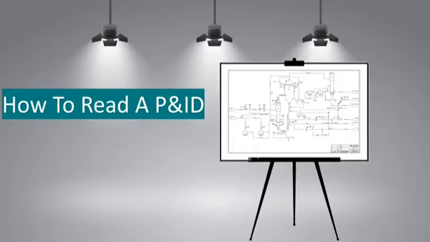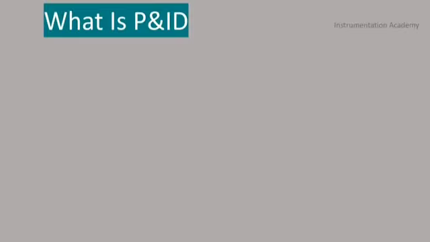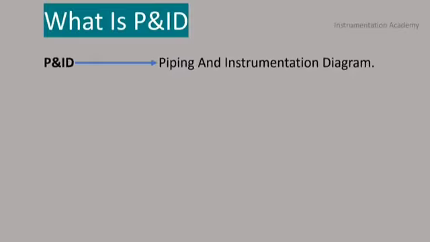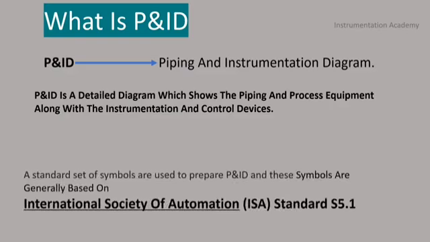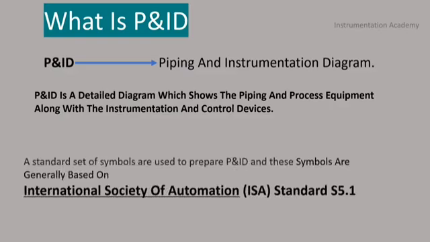In this video, we are going to learn how to read a P&ID. What is P&ID? P&ID is piping and instrumentation diagram. A piping and instrumentation diagram is a detailed diagram which shows the piping and process equipment with the instrumentation and control devices. A standard set of symbols is used to prepare P&ID, and these symbols are based on International Society of Automation.